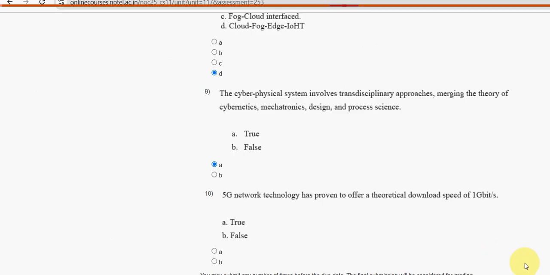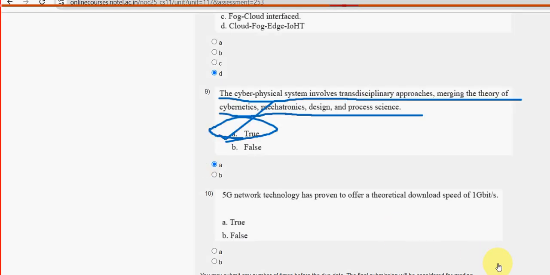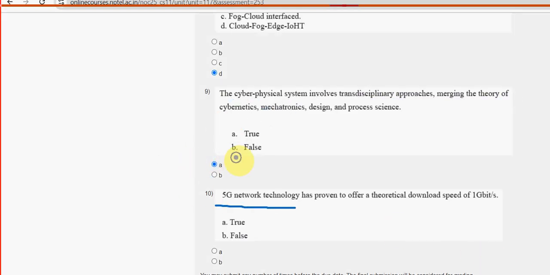So the last question. 5G network technology has proven to offer a theoretical download speed of 10 gigabits per second. Actually, it should not be 1, it should be 10, but they have given 1. So it should be false. So mark probable answer as option B, false.